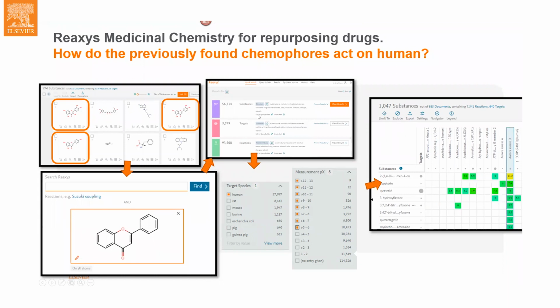After that, you will get all substances. You go to view results. In filters, you select human, or due to the similarity, you can add rat and mouse. You select only high activity, and you will get all the information about different affected related targets. So by assessing these targets, you can predict potential safety and adverse drug reactions of this or that chemophore.